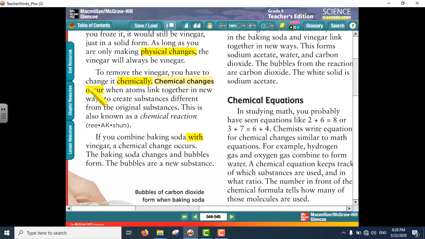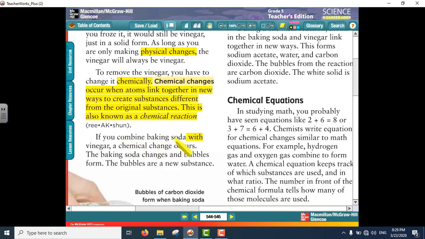Chemical changes occur when atoms link together in a new way to create a different substance. This substance is different from the original substance. This is also known as a chemical reaction, when different atoms join together to form a new substance, okay? And we now have different properties, okay?